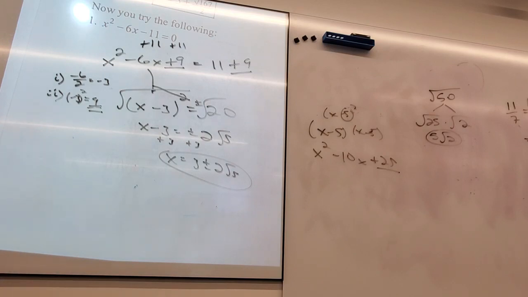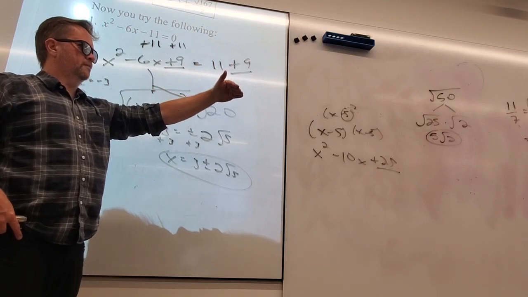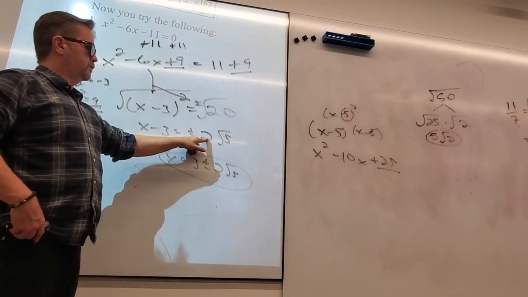How did you get 2 radical 5 from 20? Oh, what is square root of 20? Isn't that square root of 4 times square root of 5? Yes. Isn't square root of 4 2? I see. Yeah.